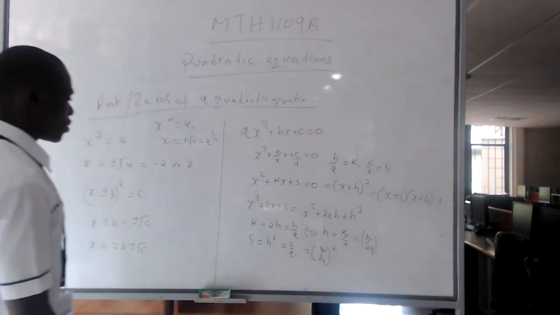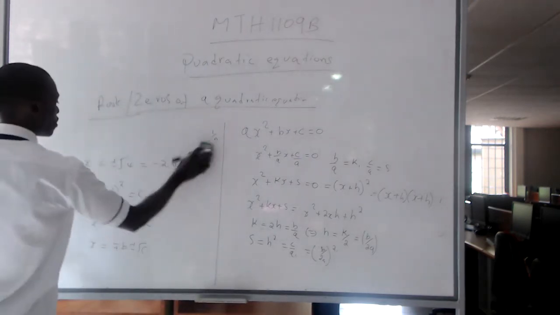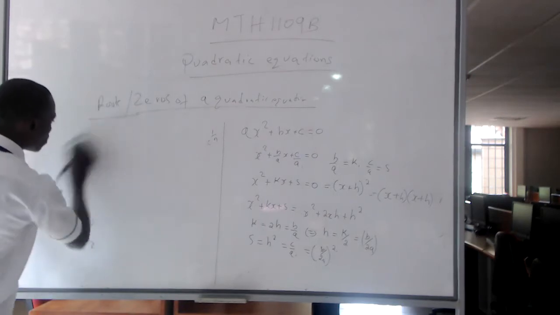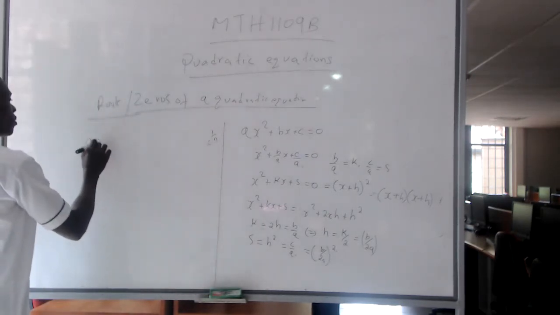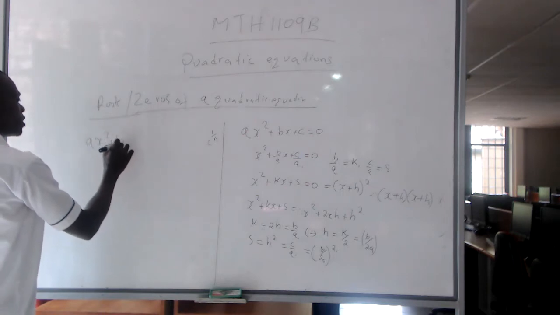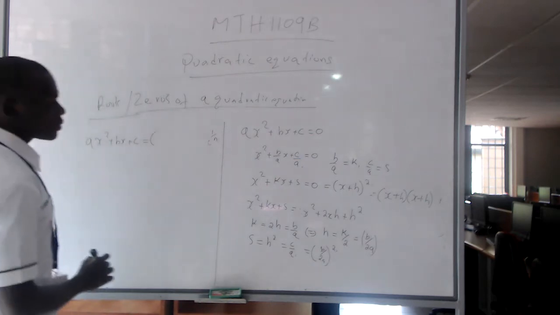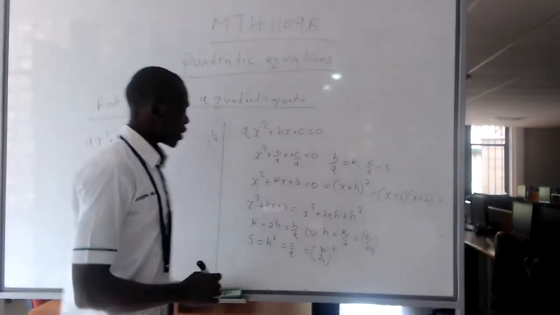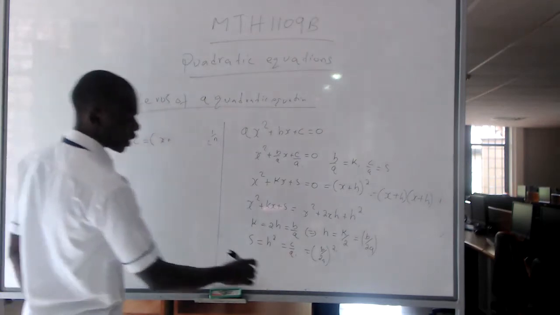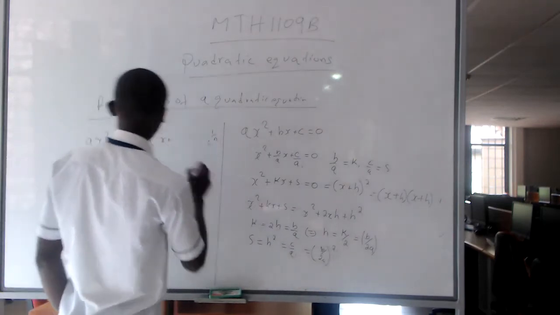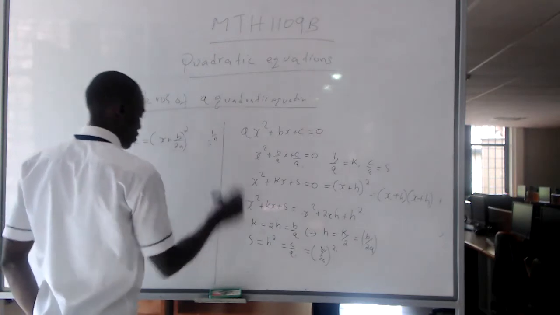Cool. So in general, factorize the quadratic equation of the form ax squared plus bx plus c. To write this as a perfect square, this is simply going to be x plus h squared. But we have x plus, what's h? H is b divided by 2a. So this should be x plus b divided by 2a squared.